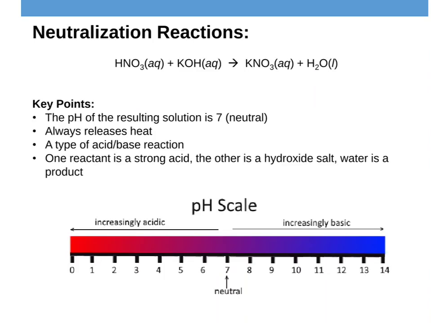Now, neutralizations are acid-base reactions, so let's get that out of the way first. They're just a subset of acid-base reactions. Here's an example: nitric acid plus potassium hydroxide makes potassium nitrate and water. They're called neutralization reactions because you're going to end up being neutral.